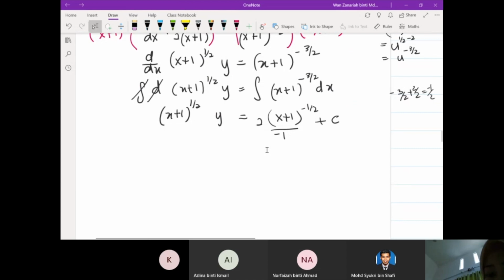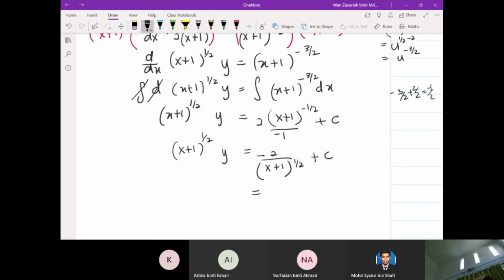So negative 2 over x plus 1 to the power of... since we have x plus 1, bring it to the denominator, to the bottom, so negative becomes positive. Okay, the power, plus c. So x plus 1 set is still there. Okay, so we bring to the right.